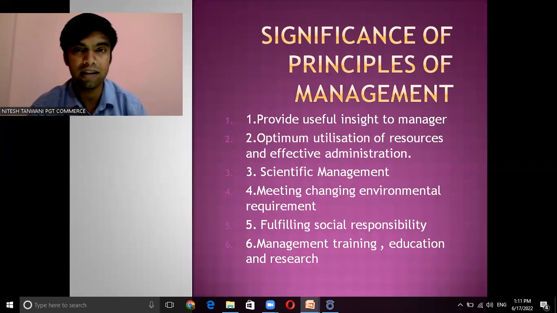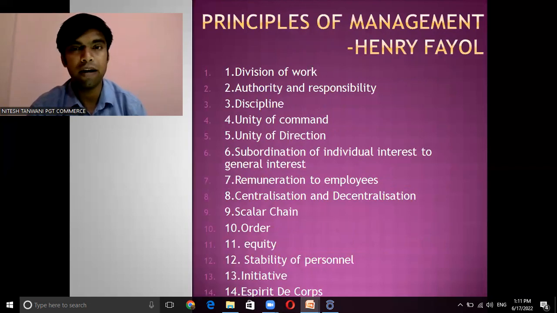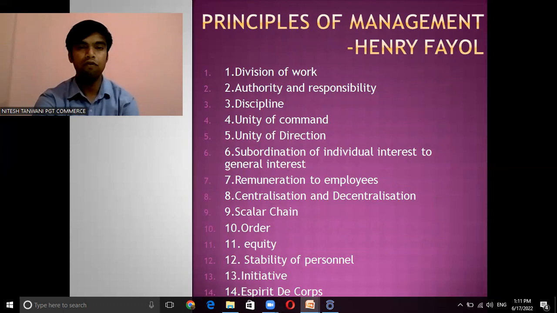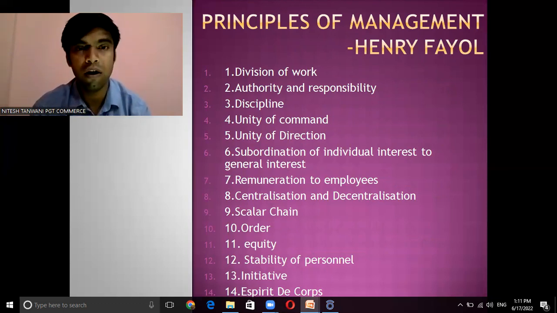Now moving toward the next. Principles of management by Henry Fayol. These are the 14 principles of management by Henry Fayol. The first and foremost principle is division of work, meaning to divide the work among all the employees in different departments so that it can be done easily. So division of work is the first principle.